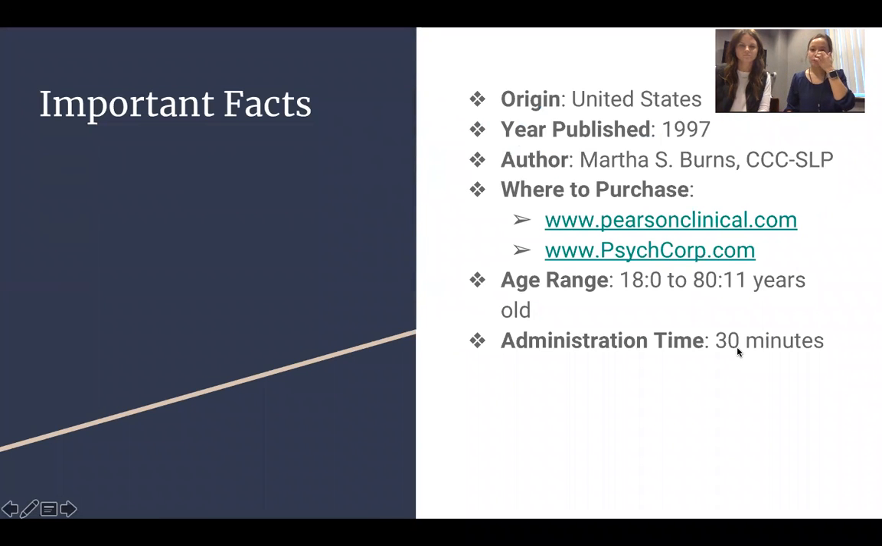All right, so some important facts about it. The origin of it is in the United States. It was published in 1997 by Martha S. Burns, who is a certified speech-language pathologist. You can purchase it at pearsonclinical.com or psychcorp.com. The age range is from 18 years, 0 months to 80 years, 11 months, so that's quite the range. And then the administration time is typically 30 minutes per inventory.